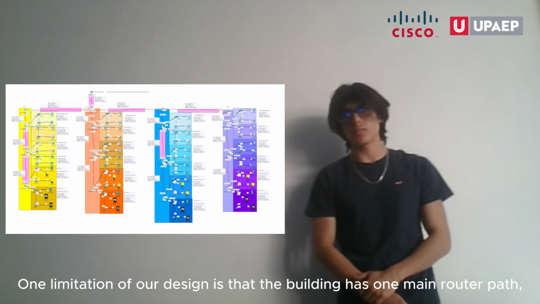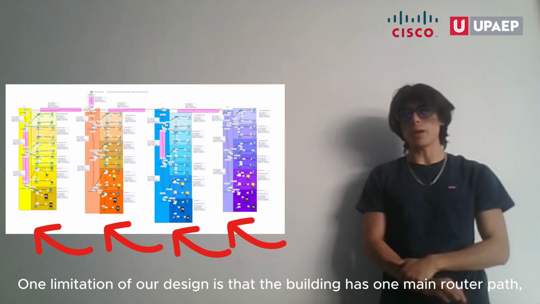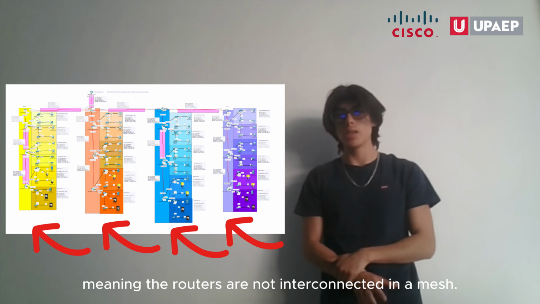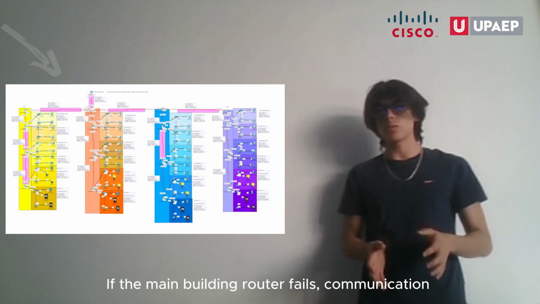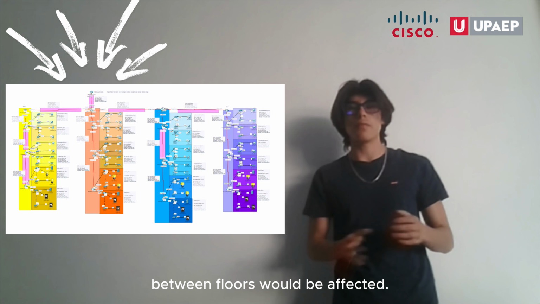One limitation of our design is that each building has one main router path, meaning the routers are not interconnected in a mesh. This means there is no multi-path redundancy connecting all the routers together. If the main building router fails, communication between floors would be affected.